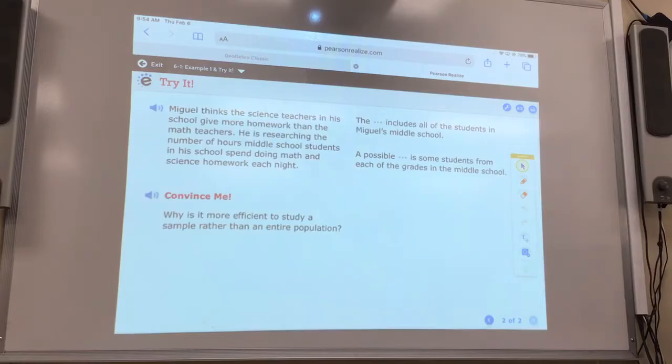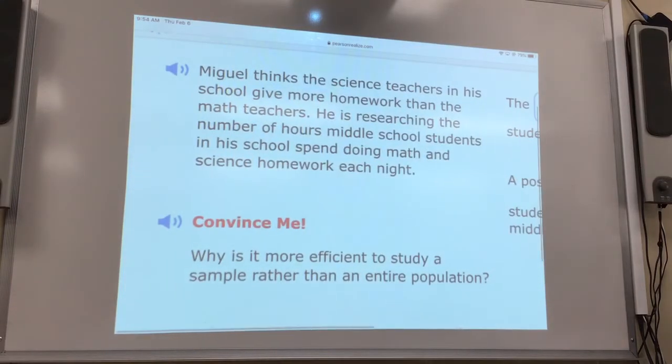Okay, so here's our situation. Look up at the board, I'll read it. Miguel thinks the science teachers in his school give more homework than the math teachers. Probably not true here, but go with it, okay? He is researching the number of hours middle school students in his school spend doing math and science homework each night. So he's trying to verify something that he thinks. He wants to get information from all the middle schoolers about how much math homework and how much science homework they have.